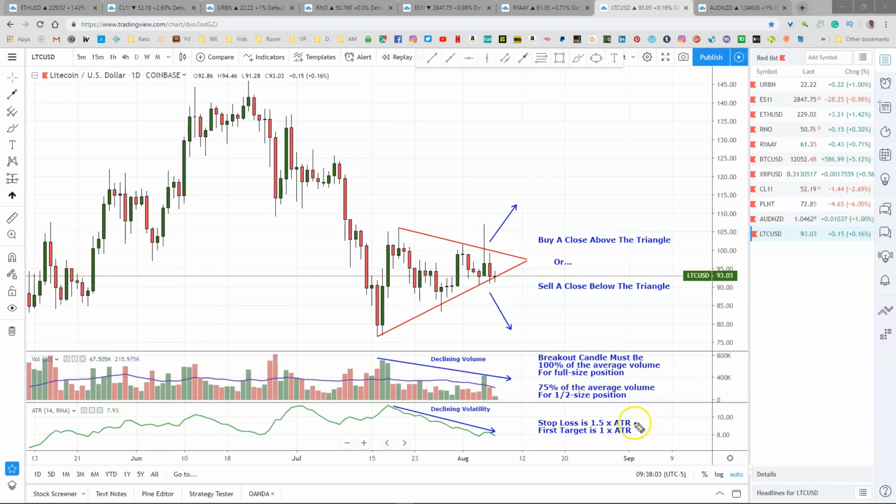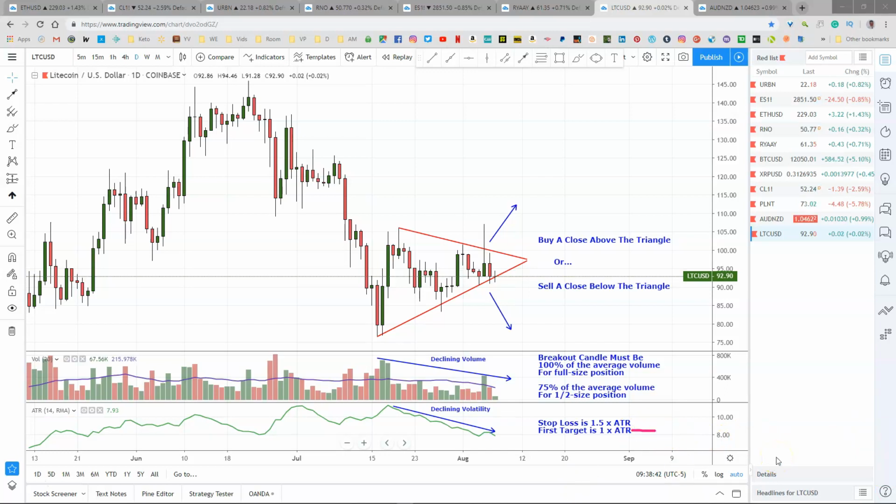Stop loss will be 1.5 times the ATR. The ATR is the average true range. This is the current ATR number. You'll want to look at it when the candle breaks to find out what it is then. Multiply that by 1.5, and that will be your stop loss. Multiply it by 1, and that will be your target.